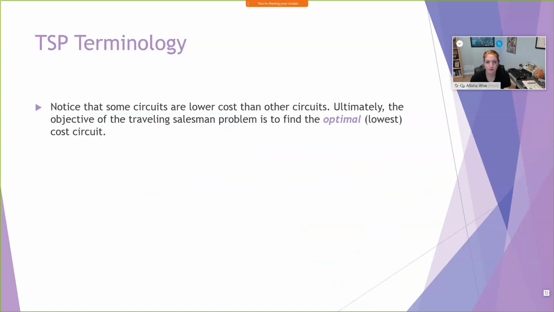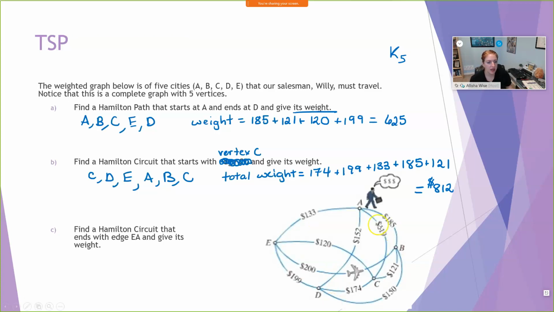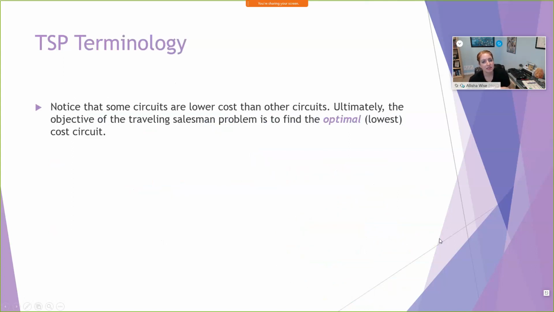Okay, cool. Okay, so notice that some circuits are lower cost than other circuits. So depending on which trip you take, right, 119 is cheaper than 185. Some of these trips are going to be less cost. So they're going to be considered optimal. So the lowest cost circuit is referred to as the optimal circuit. And that's really what we're trying to get to with the traveling salesman problem, is we're trying to figure out what is the optimal circuit.